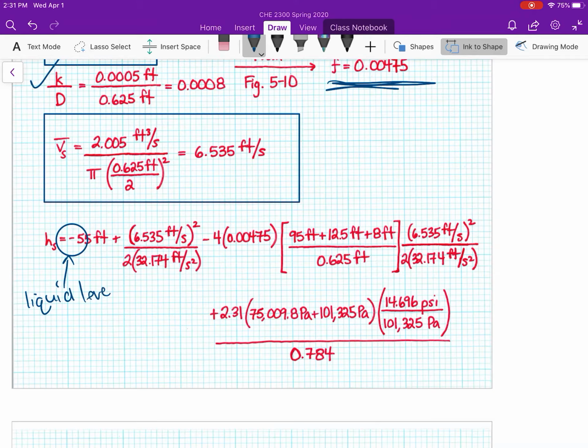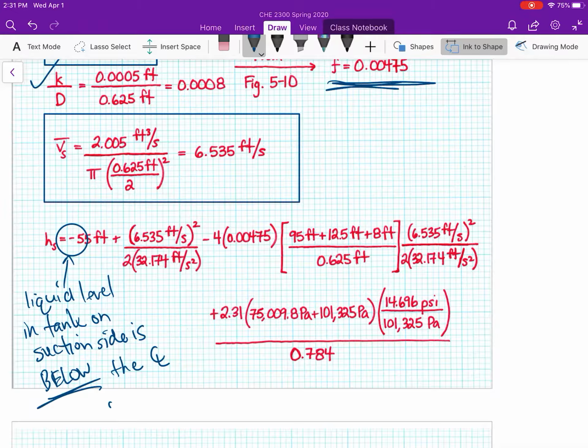Liquid level in tank on suction side is below the center line of the pump. Right? We know when the liquid level is below the center line of the pump, this needs to be a negative value in front of your S term.